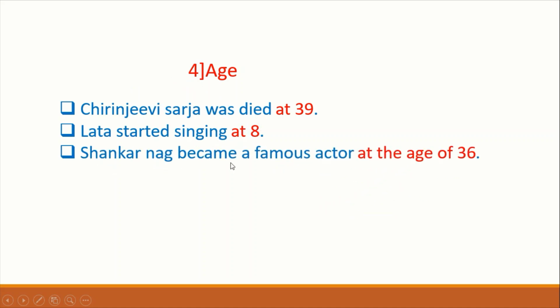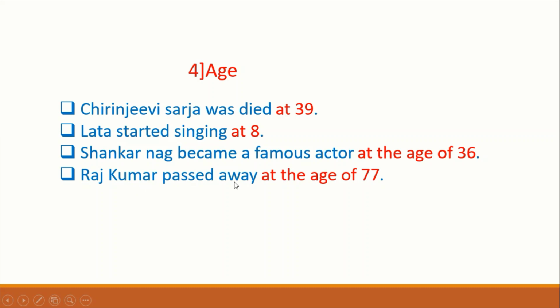Shankar Nag became a famous actor at the age of 36. When did Shankar Nag become a famous actor? At the age of 36. At is a preposition. 36 was the age of Shankar Nag when he became a famous actor.